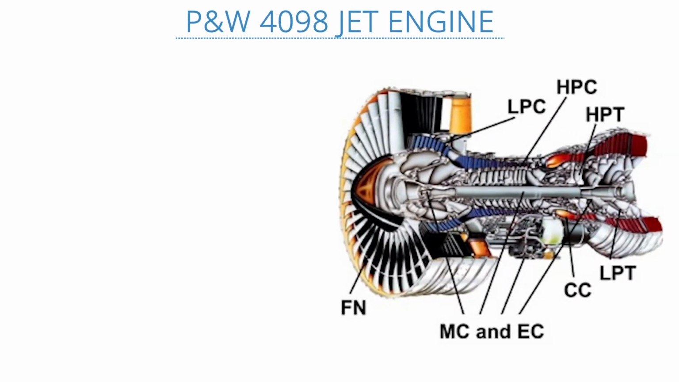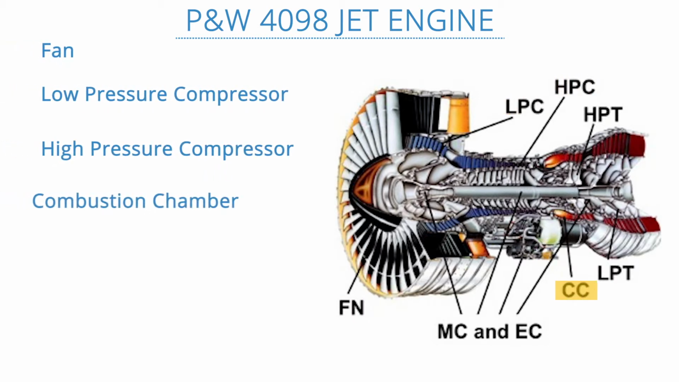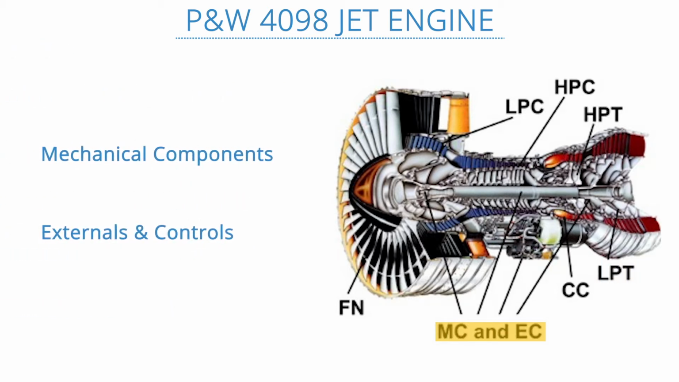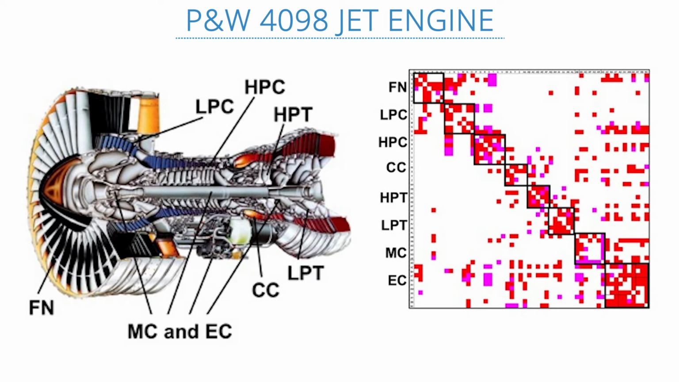The 8 subsystems, starting from front of the engine, include the fan, the low-pressure compressor, the high-pressure compressor, combustion chamber, high-pressure turbine, low-pressure turbine, and then 2 more subsystems that are pretty distributed connecting throughout the whole engine, and those are mechanical components and externals and controls. In the matrix itself, what you see is the 8 subsystems listed from top to bottom, fan, LPC, HPC, and so forth. And each of these subsystems is decomposed into its primary components.